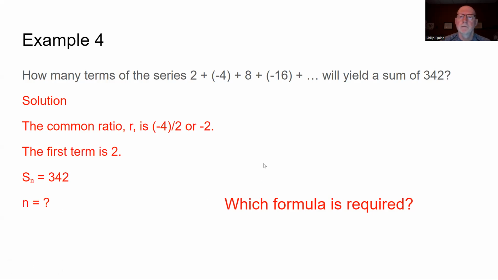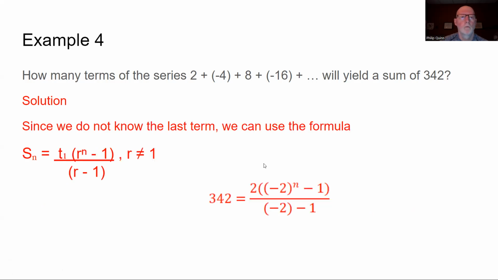Which formula is required here? Which one do you think? Yeah, it's this one. Sum of n terms, got the first term. We're looking for n, we got the common ratio. So we're going to substitute everything in. Our sum is 342. We know the first term is 2. Got the common ratio. And we're missing n. So we need to find out n here. Number of terms.